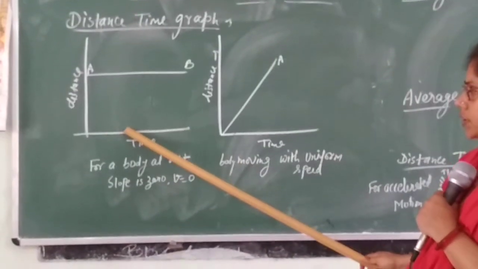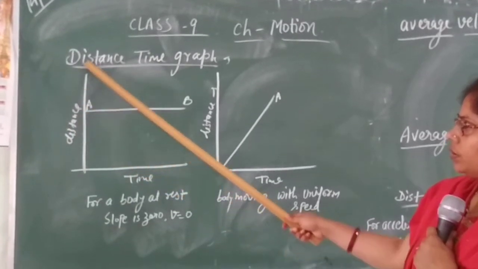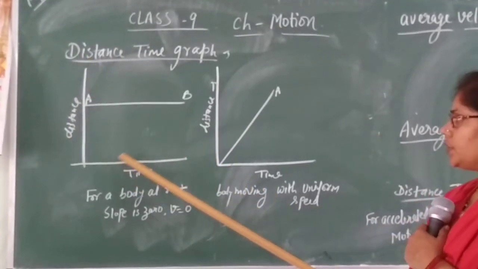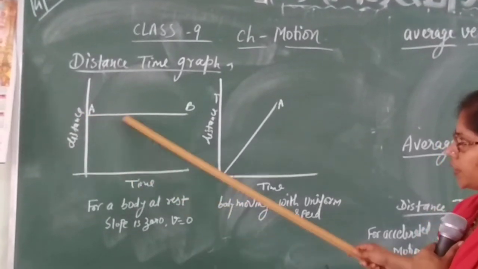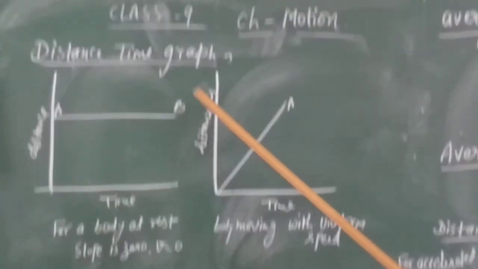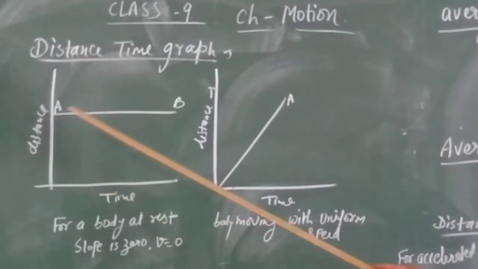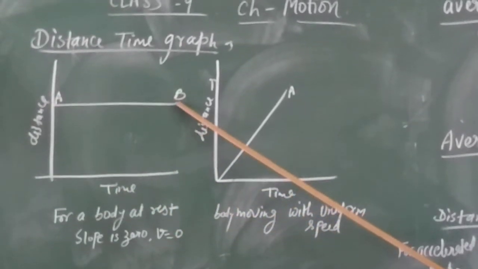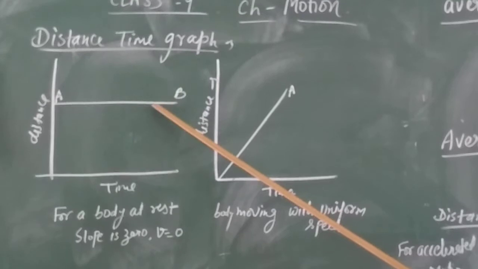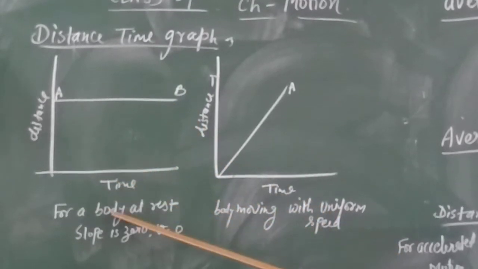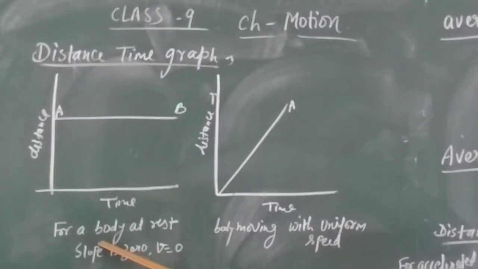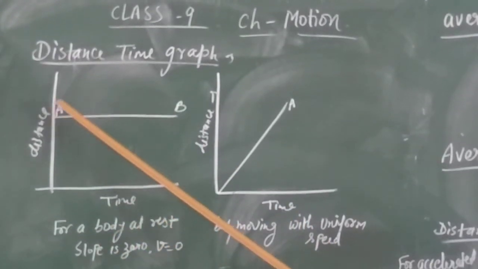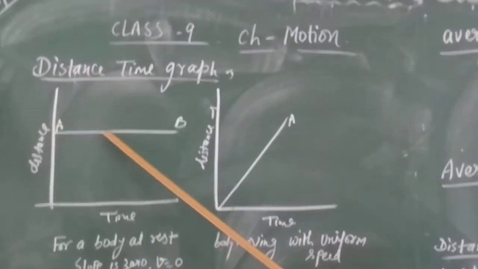In the first diagram, distance is along the y-axis and time is along the x-axis. If the graph is parallel to the x-axis, parallel to the time axis, that is AB, then this shows that the body is at rest. There is no slope, there is no angle, the angle is 0.